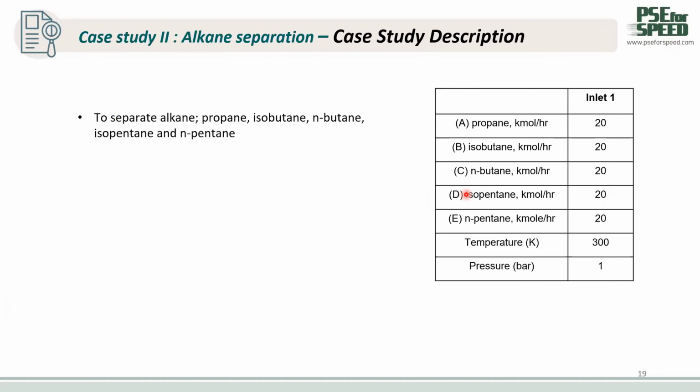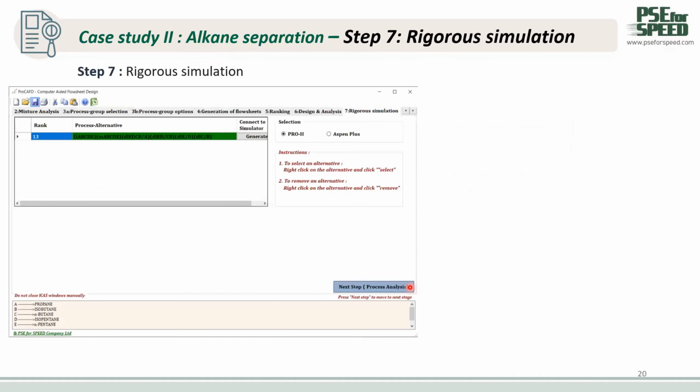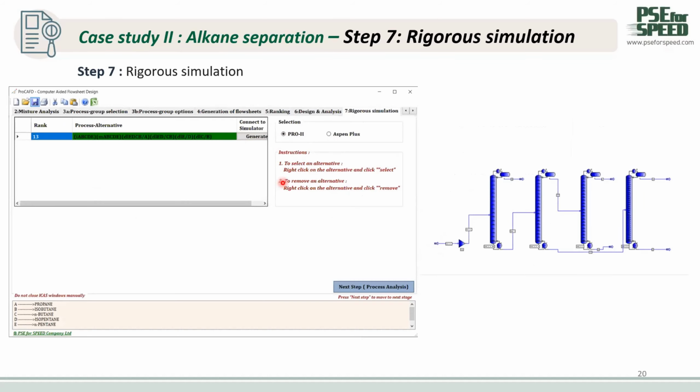For another case study, the separation of alkane components, where the task is to separate the alkane compounds. I will skip some of these steps so we can catch up with the demonstration quickly. Then for step 7, we can generate the simulation file by, let's say, clicking on the Pro 2 option and generating it. Then the program will generate the Pro 2 flow sheet of the alkane separation in here. And after that, we click next.